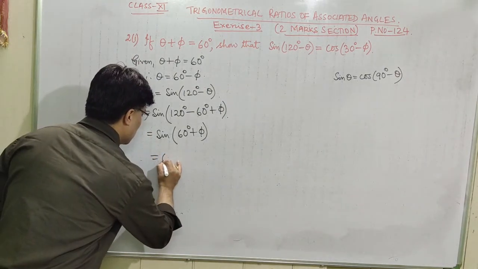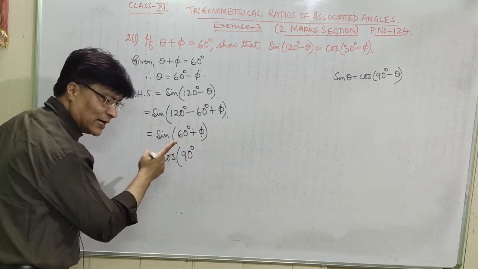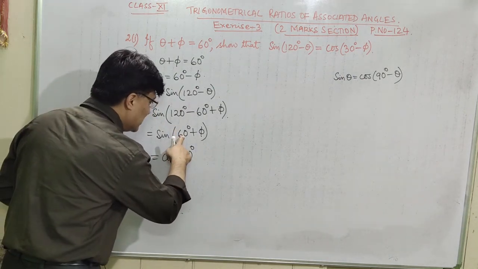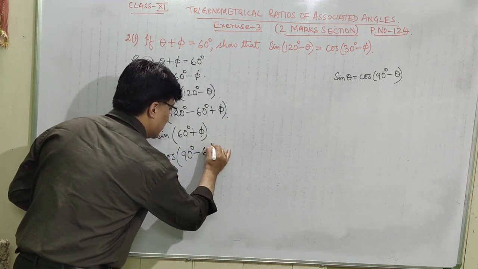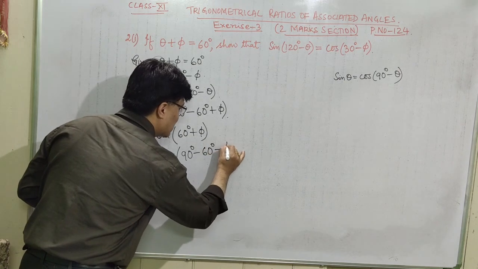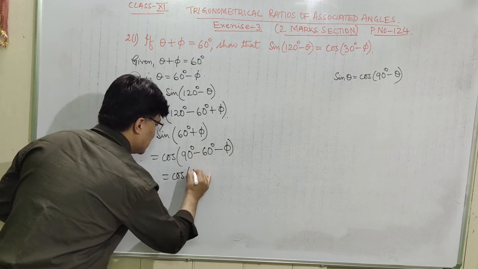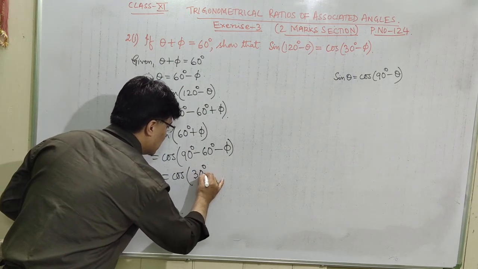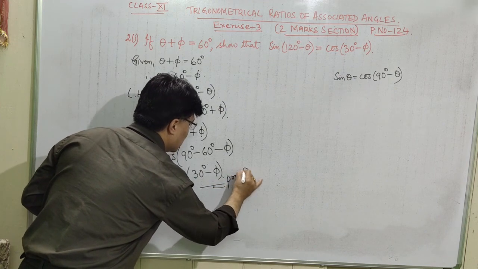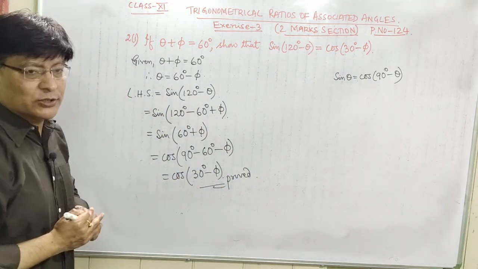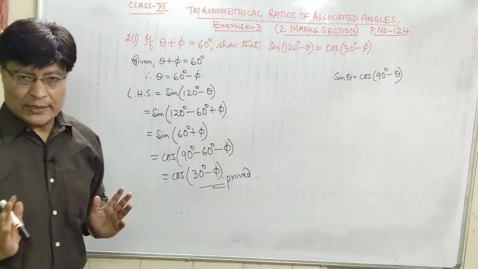Okay, so it is equal to cos 90 degree minus theta. What is minus theta out here? It is 60 degree plus phi is theta out here, so it is minus 60 degree, minus into plus, minus phi. Okay, so which is equal to cos, what is 90 degree minus 60 degree? That is 30 degree minus phi. So this is the answer. So it is proved. So we have proved that this LHS is equal to RHS. So I think you have understood it.